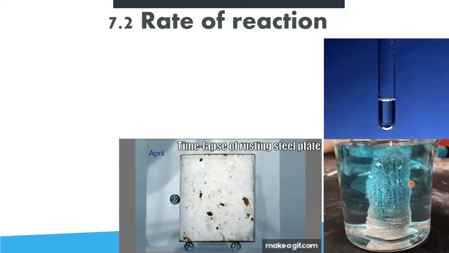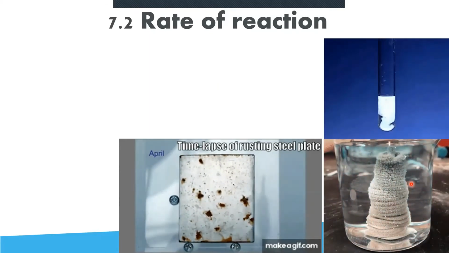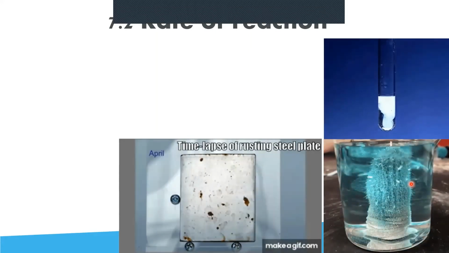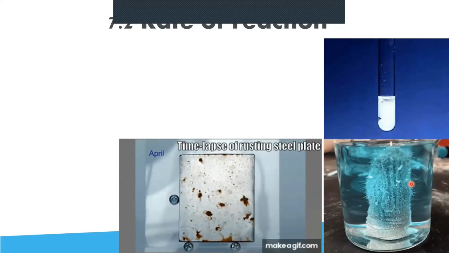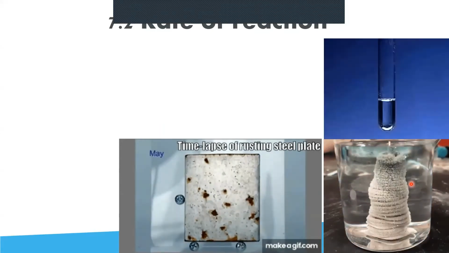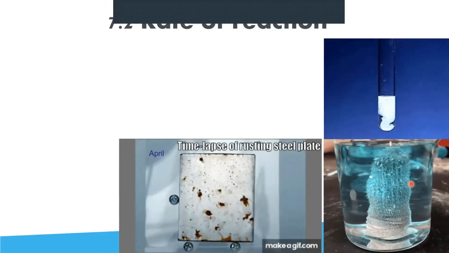So copper is reacting with silver nitrate. So what's going on? Yes, displacement reaction. Actually, we can do this in our school lab as well. So next time when the school opens, we will do this experiment. It's a very nice experiment.